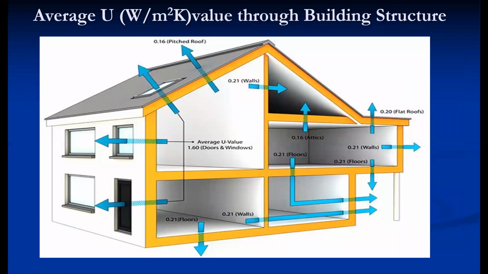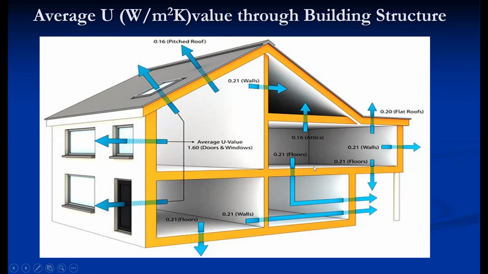These are some average values for building structures. For pitched roof structures like that, it is 0.16. Walls are 0.21. The average value for doors and windows is generally 1.6, which is comparatively higher here, because direct heat is transmitted.